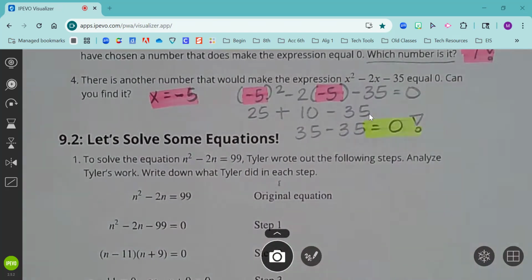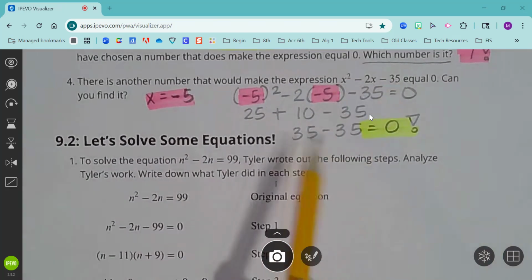And there you have it. -5 and 7 are x values that will make this expression zero.